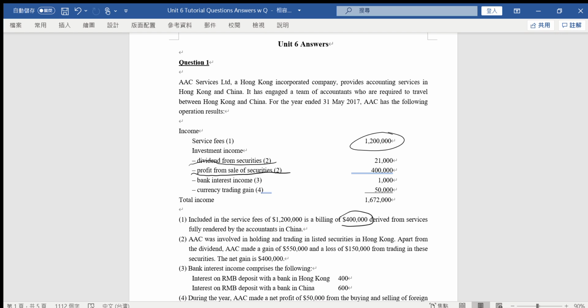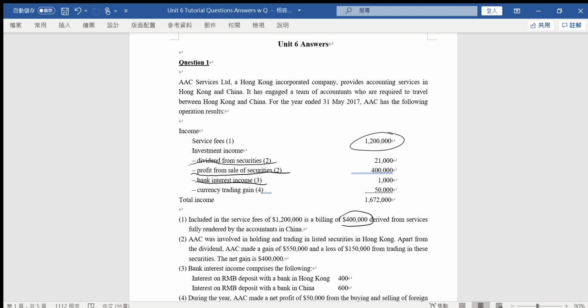Then number three, that will be related to the bank interest income, 1,000. Look at number three, and this 1,000 involves two items. One is the interest on the renminbi deposit with a bank in Hong Kong, $400. For this one, that should not be taxable, exempted. Why? Because of the Interest Exemption Order in 1998.